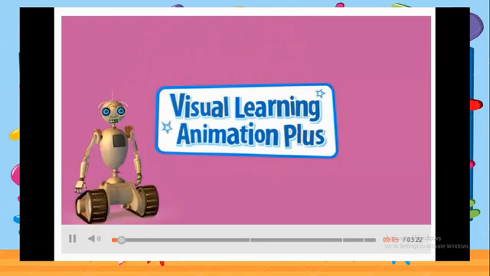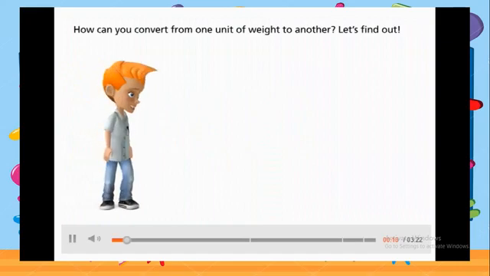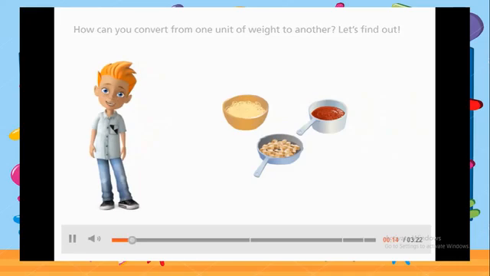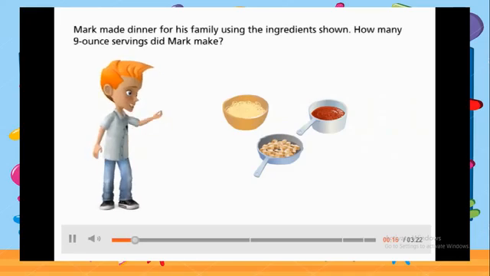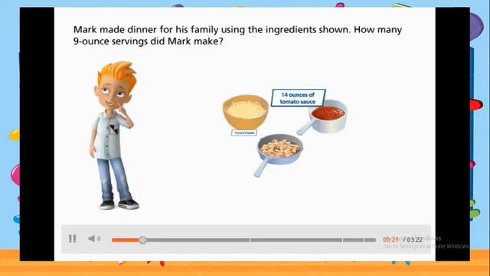How can you convert from one unit of weight to another? Let's find out. Mark made dinner for his family using the ingredients shown. How many 9-ounce servings did Mark make?